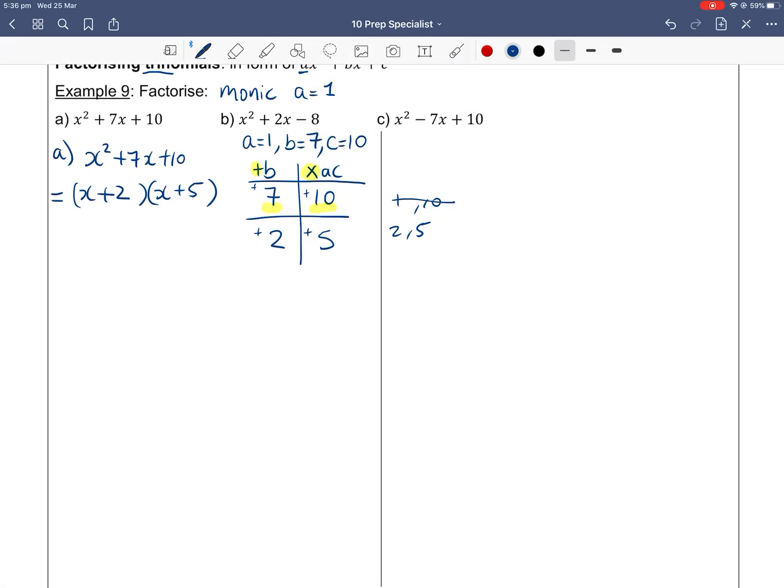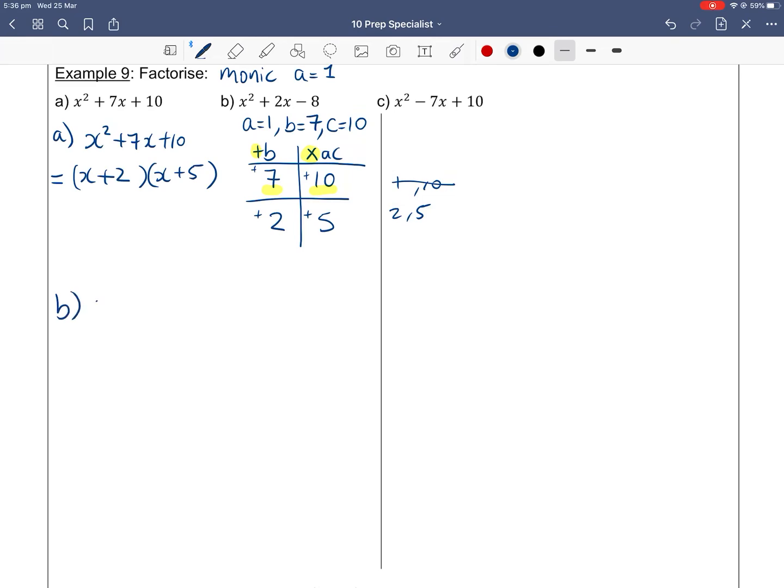Similarly, let's do b as well: x squared plus 2x minus 8. Again, first write down your a, b, and c. a, your coefficient of x squared, is 1. b, your coefficient of x, is 2. And c, the constant value with no x's, is negative 8. Don't forget to take the sign as well: negative 8. We do our little table.